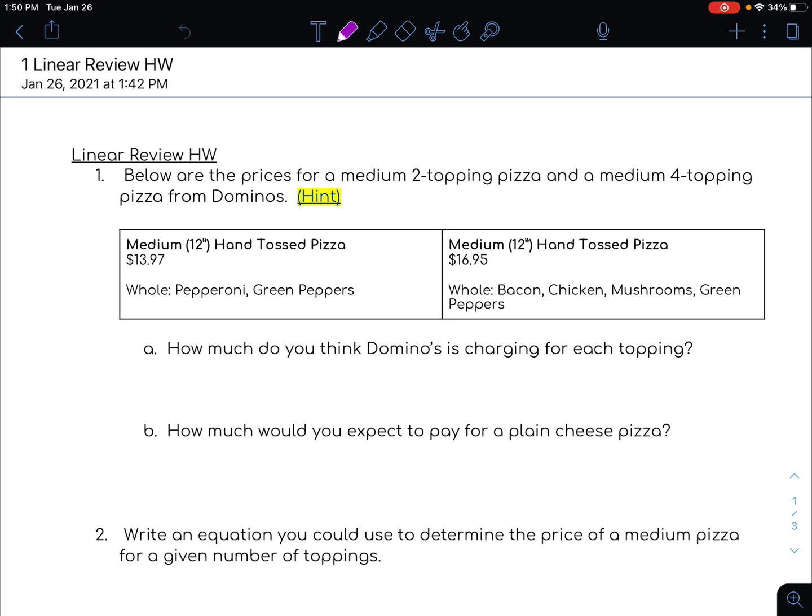All right, so below are the prices for a medium 2-topping pizza and a medium 4-topping pizza at Domino's. So the medium 12-inch hand-tossed pizza for $13.97. Notice it has 2 toppings on it, pepperoni and green peppers. And then the other medium is $16.95, and it has bacon, chicken, mushrooms, and green peppers. So one has 2 toppings and the other one has 4 toppings. So how much do you think Domino's is charging for each topping? We already know how much they're charging for the pizza. How much for each topping?